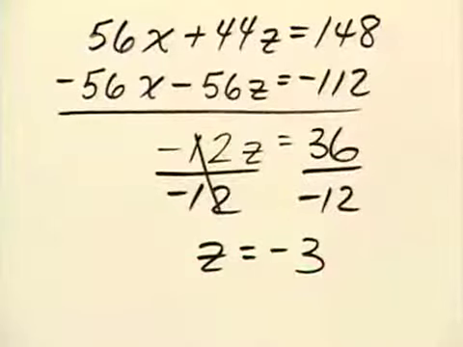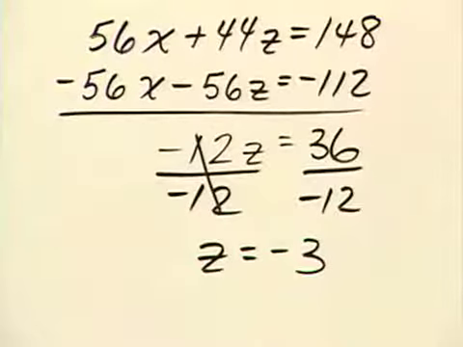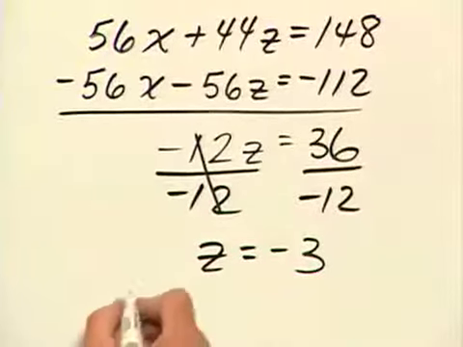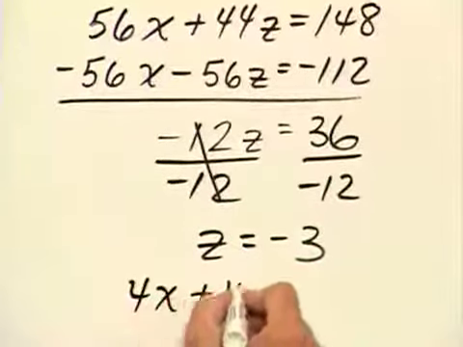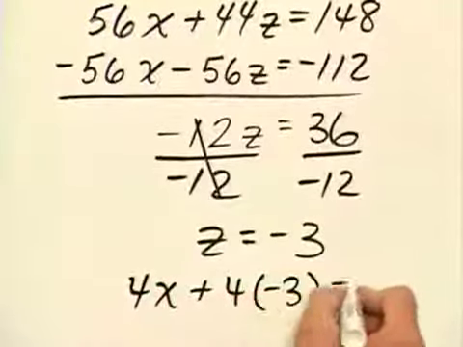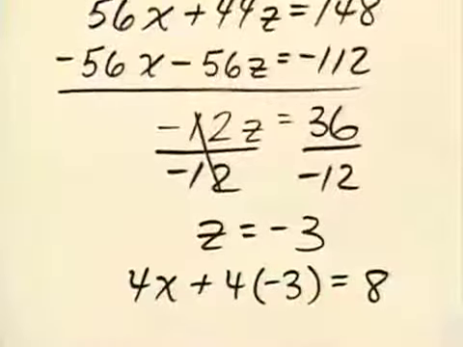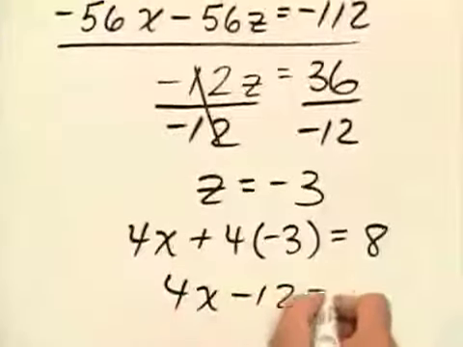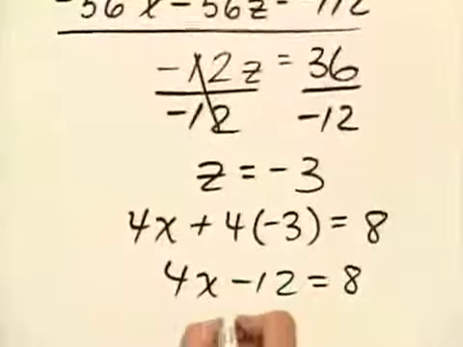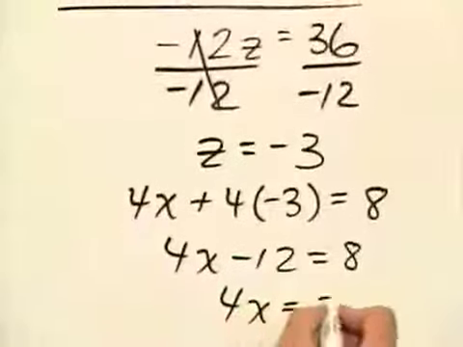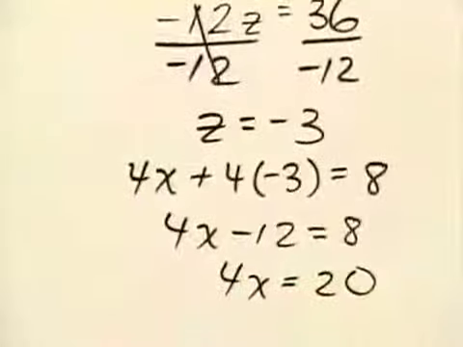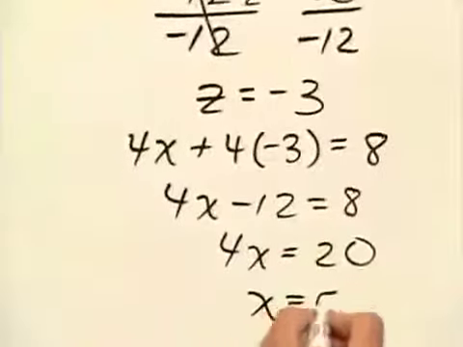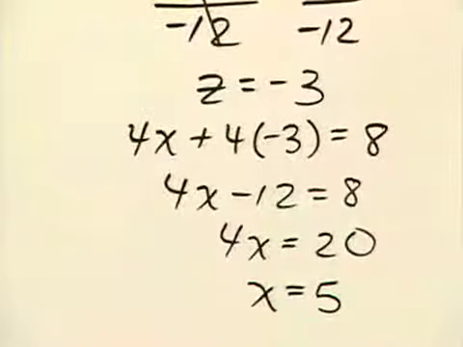So this is the z coordinate of our solution. Now to find the next coordinate, what I'm going to do is I'm going to plug this negative 3 in for z in equation 4. So that'll give me 4x plus 4 times my z, which is negative 3, is equal to 8. And if I simplify this or solve for x, I will have 4x minus 12 is equal to 8. And I'll add 12 to both sides, which will give me 4x is equal to 20. And divide both sides by 4 and get x is equal to 5. So there's the x coordinate of my solution.